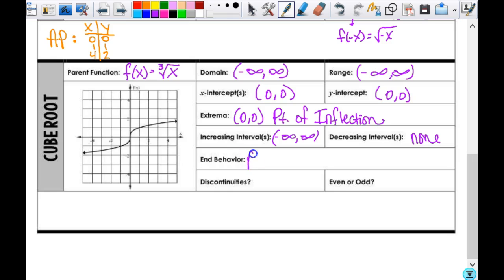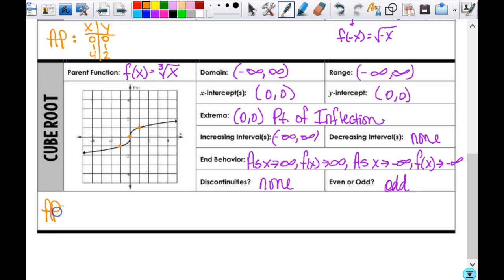End behavior: as x approaches infinity, f of x approaches infinity. As x approaches negative infinity, f of x approaches negative infinity. Right? Everybody good with all that? Any questions? All right, any discontinuities? None. Even, odd, or neither? Odd. All right, so our anchor points. Got this one, these two, and then some that don't fit. Right? So our anchor points.